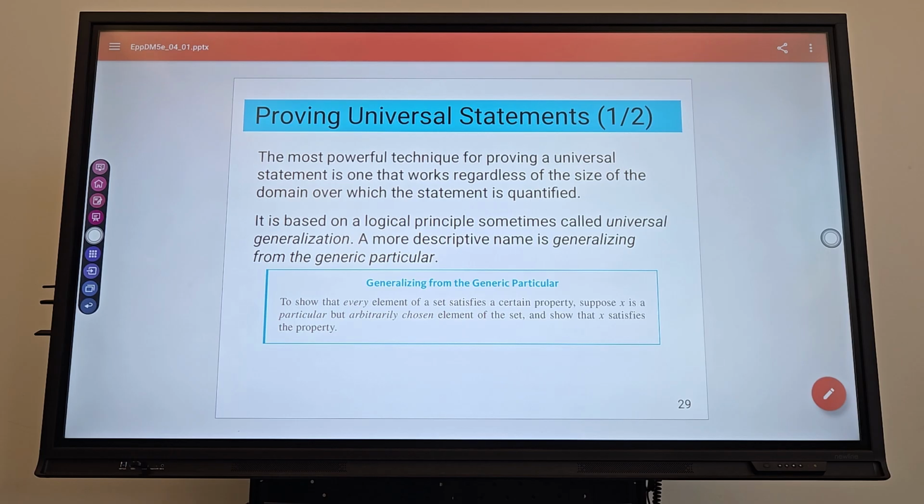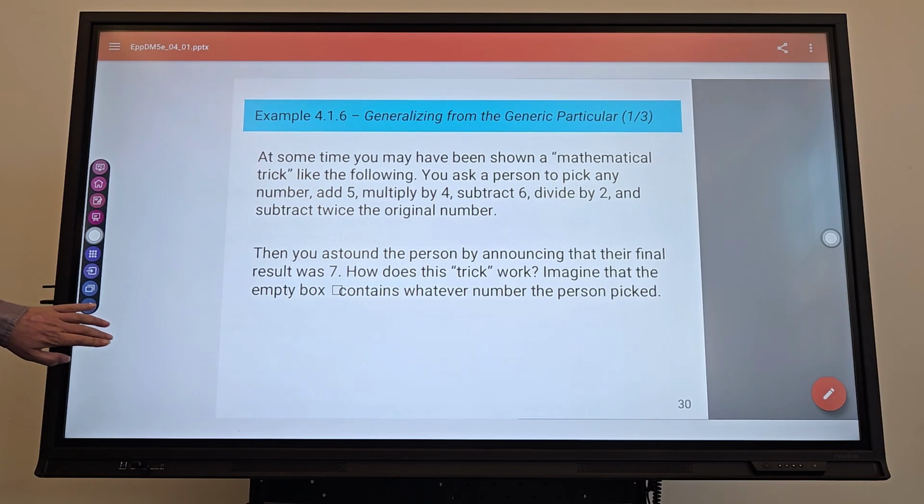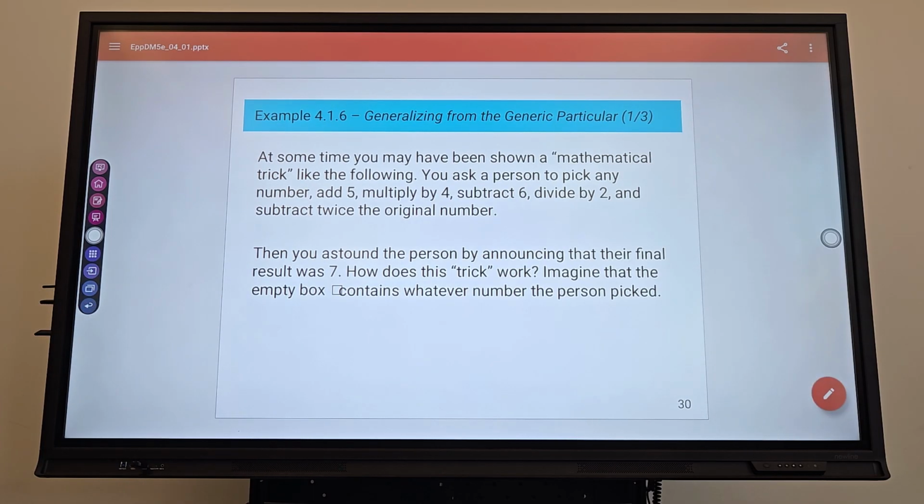So generalizing from the generic particular is to show that every element of a set satisfies a certain property. Suppose x is a particular but arbitrarily chosen element of the set and show that x satisfies this property. At some time, you may have been shown a mathematical trick like the following.